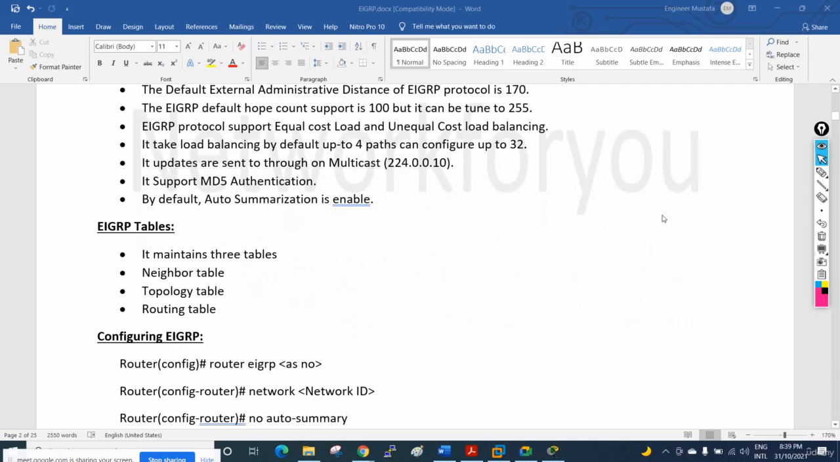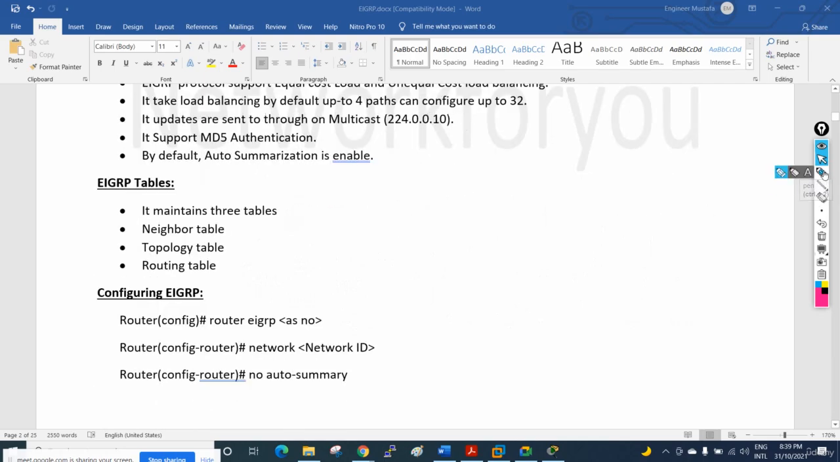In EIGRP we have different tables, similar to OSPF. It maintains 3 tables: the neighbor table, the topology table, and the routing table. In the neighbor table we have the neighbor detail, in the topology table we have the complete topology detail, and in the routing table we have the best path. We need to remember, in EIGRP we have 3 tables: neighbor table, topology table, routing table. Now let's see how we can configure.